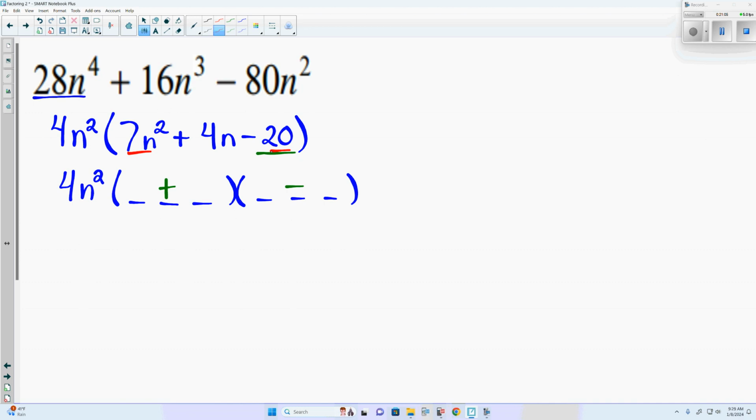Now we need to find the factors of the first and third term. First term is our 7n squared. So we will have n and n. So we'll put 7 in the first one because, again, here the factors of 7 are just 7 and 1. We only have one set. The factors of the third term would be factors of 20. So 1 and 20. Then 4 and 5.